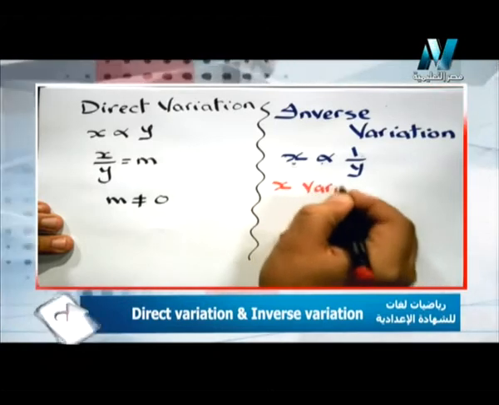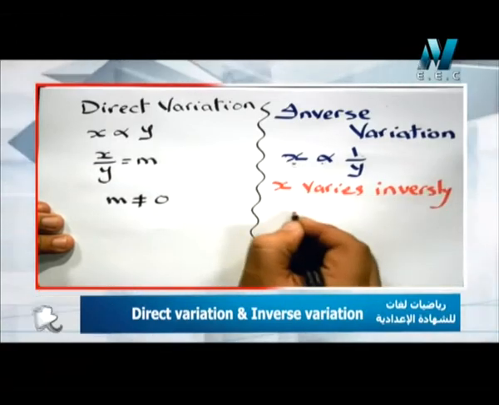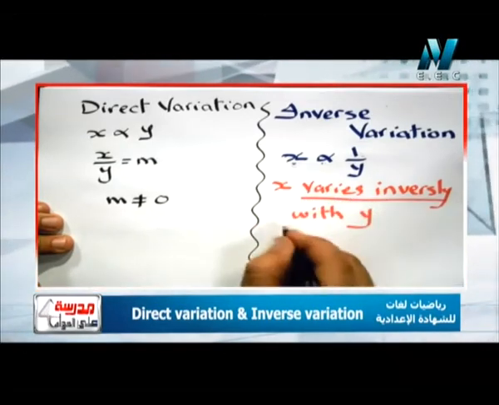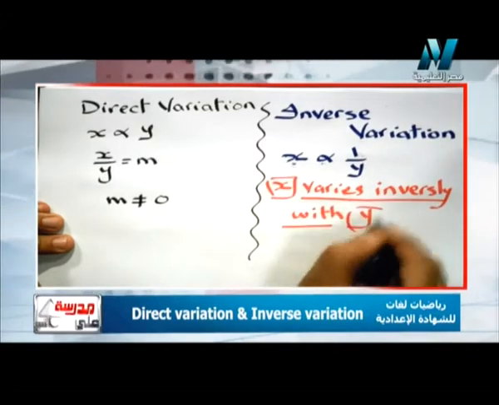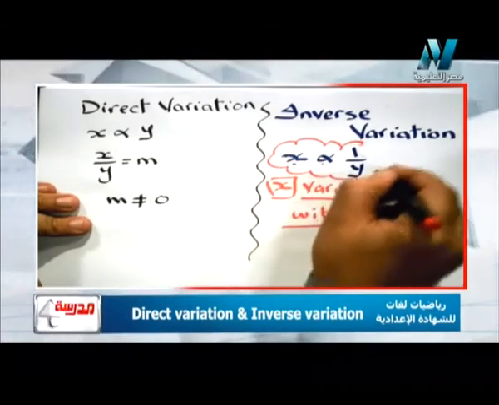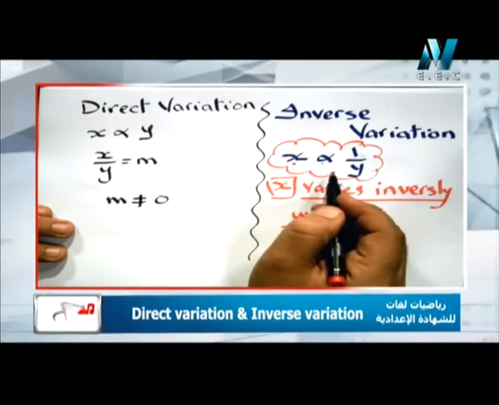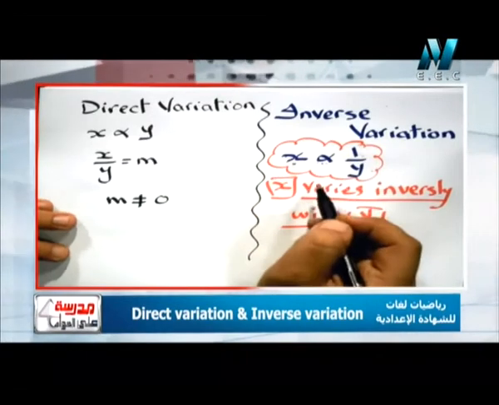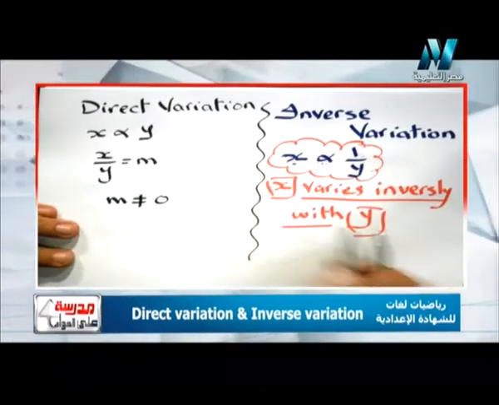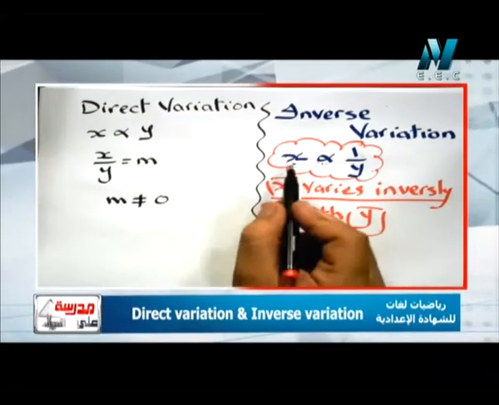When I say x varies inversely with y, it means x varies directly as 1 over y. So this simple form is a direct variation form. I have to read it in a direct variation form: x varies directly as 1 over y. While the inverse variation form is x varies inversely with y. So if I get a question in an exam saying x varies inversely with y, how can I convert it to direct variation? Right away: x varies as 1 over y.